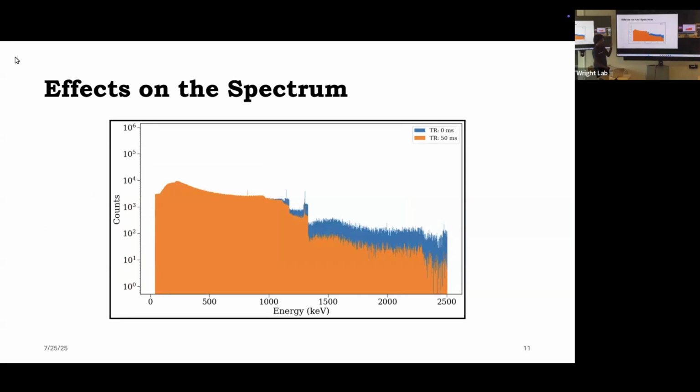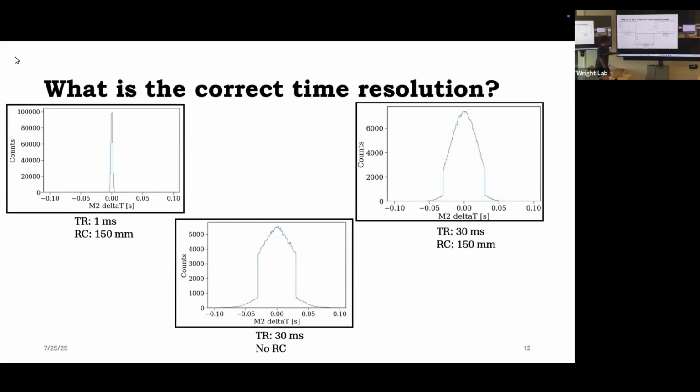And here you can see what it does to the energy spectrum itself. You see the events over there go down by a whole order of magnitude. And so that can have drastic effects on how you fit that to the background. And so here you can see the delta t between the events in multiplicity 2 sort of packages.